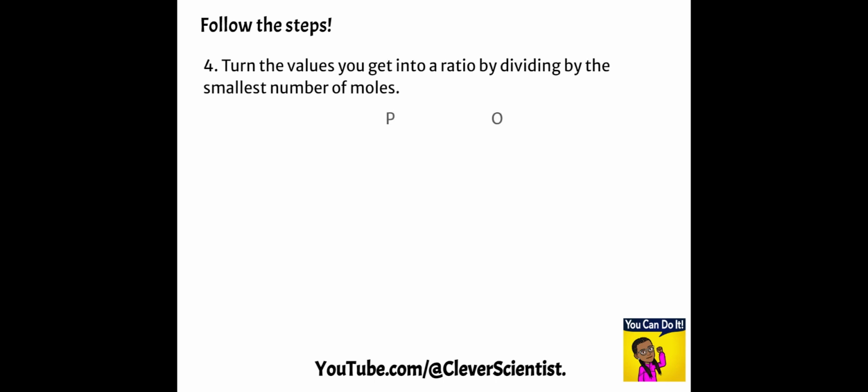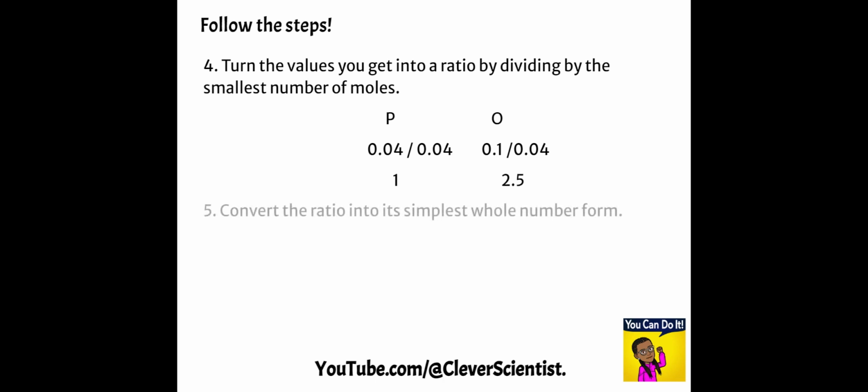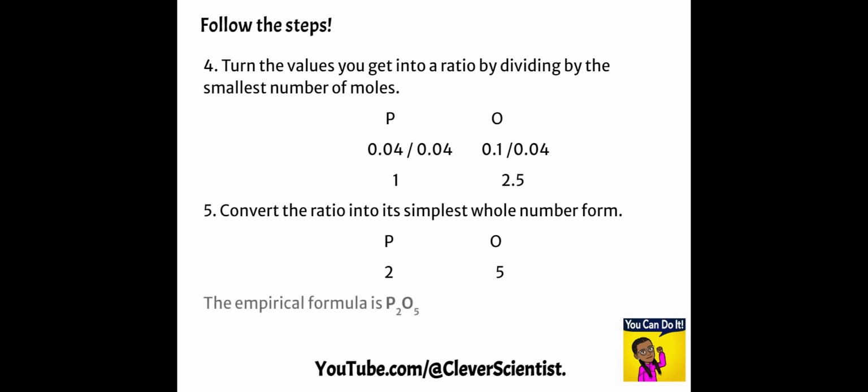So in this case, the smallest number of moles was 0.04. So there's our mole ratio, 1 to 2.5. And now all we have to do is convert the ratio into its simplest whole number form. So because we've got a half value for the oxygen, we can multiply it and we get the empirical formula for the phosphorus oxide is P2O5.